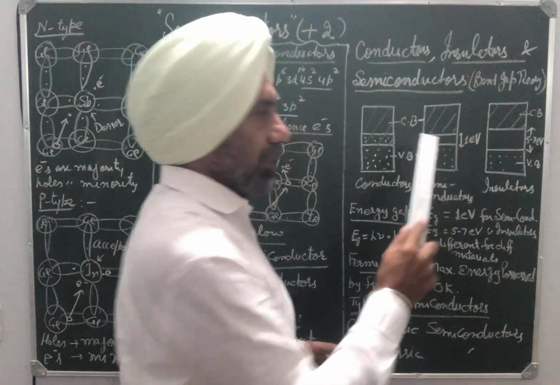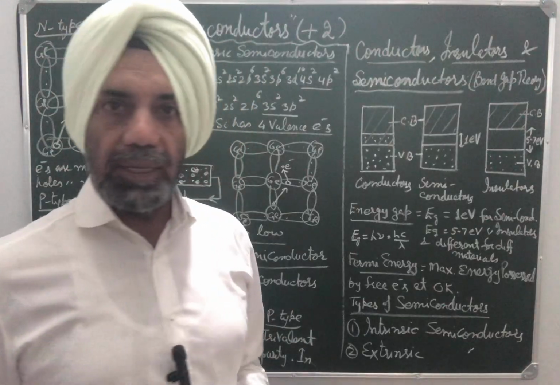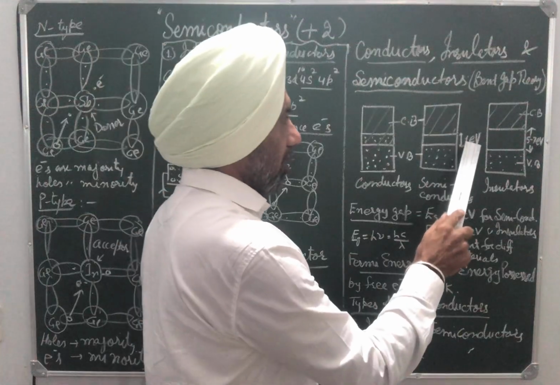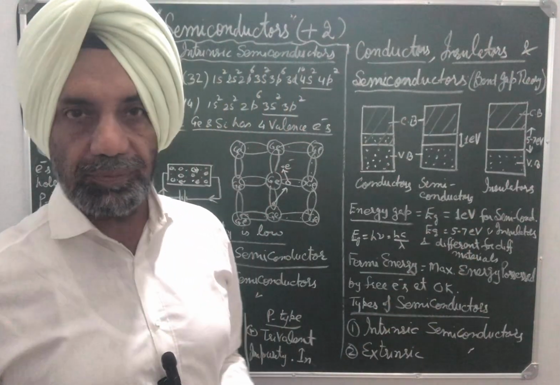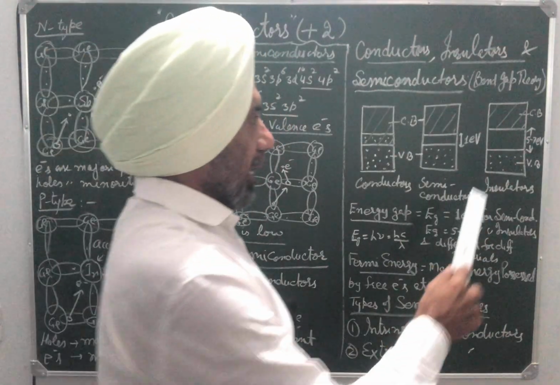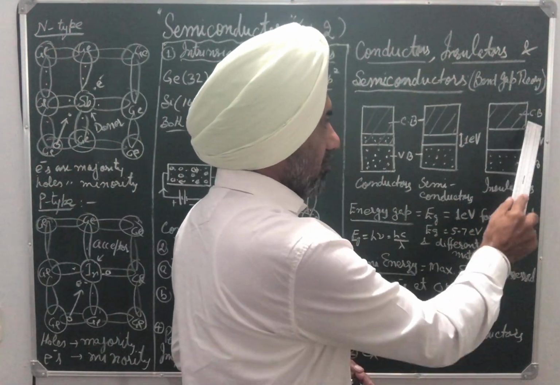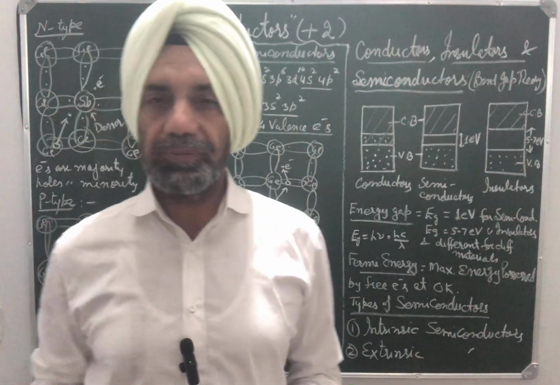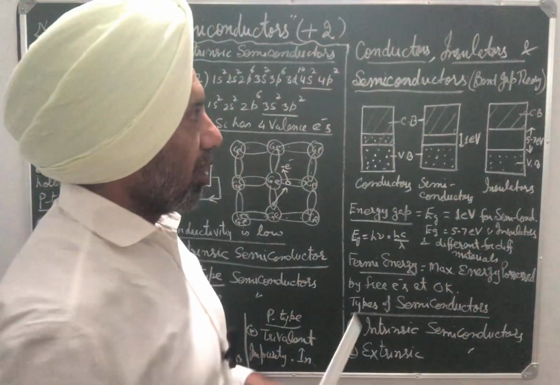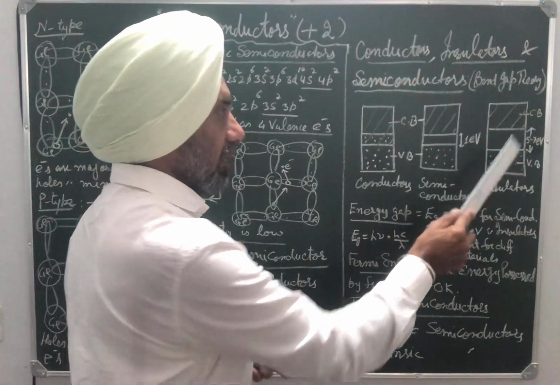Whereas in case of semiconductors, the conduction band and valence band are separated by a small gap which is of the order of 1 electron volt, and this energy is called energy gap. And in case of insulators, the gap between conduction band and valence band is of the order of 5 to 7 electron volt. So it means the energy gap is different for different materials. So on the basis of band gap theory, we can differentiate between conductors, semiconductors and insulators.